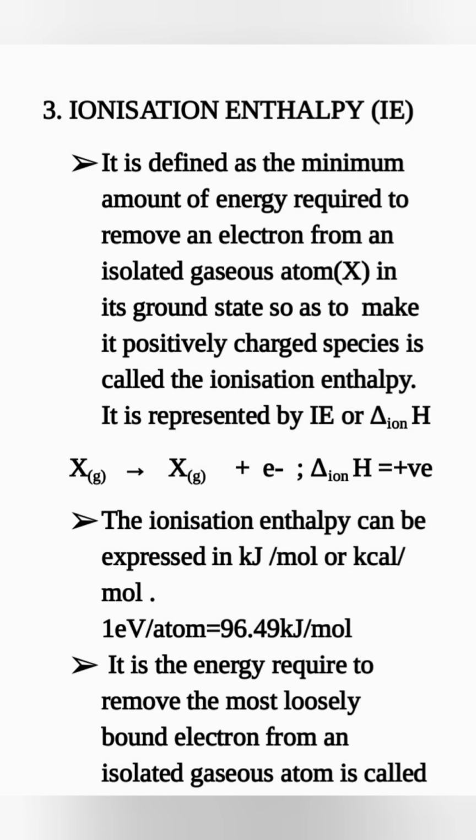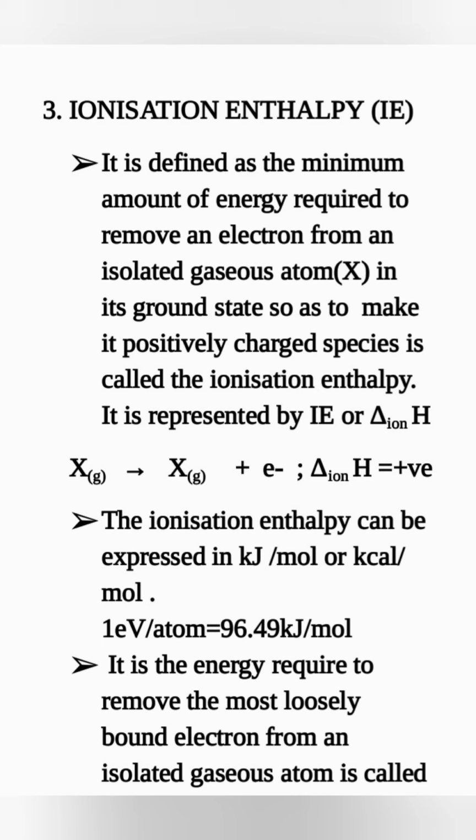Next, the third periodic property is ionization enthalpy. It is defined as the minimum amount of energy required to remove an electron from an isolated gaseous atom in its ground state so as to make it a positively charged species. Did you understand what that is?